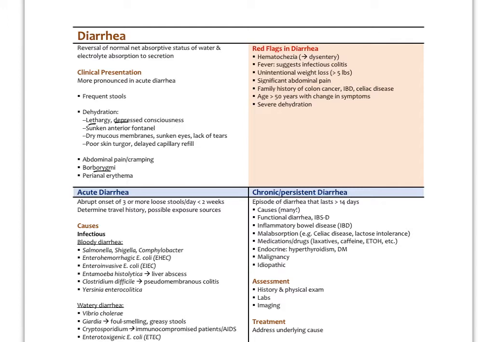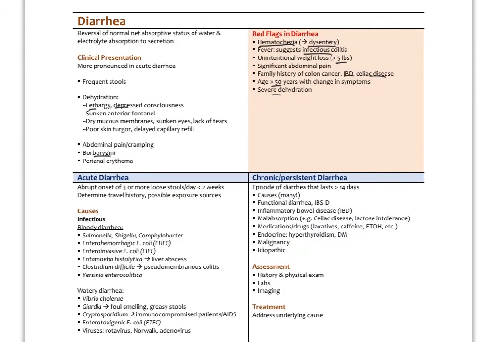Red flags here would be, again, hematochezia. That might indicate, for acute diarrhea, dysentery. Fever is going to suggest an infectious cause again. Unintentional weight loss over 5 pounds, significant abdominal pain. Family history of colon cancer, IBD, celiac, age over 50 with a change, like a new onset of symptoms, and severe dehydration. So those would all be things to look out for.